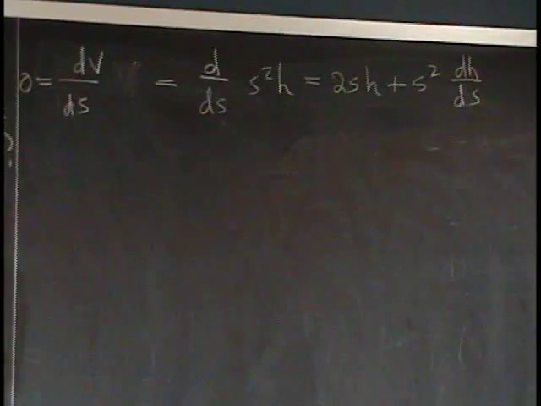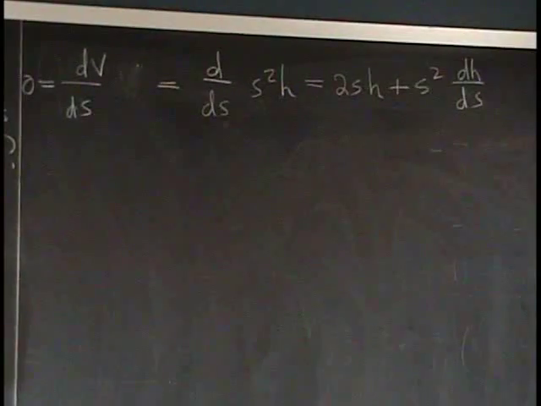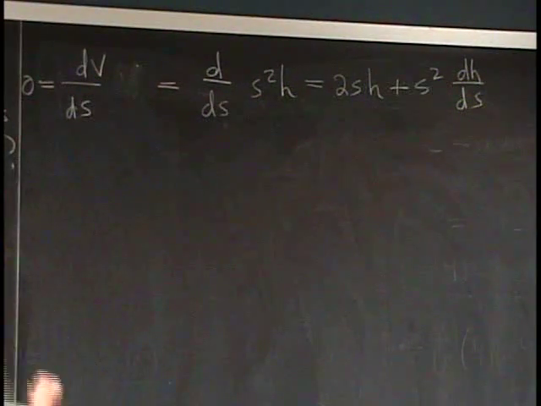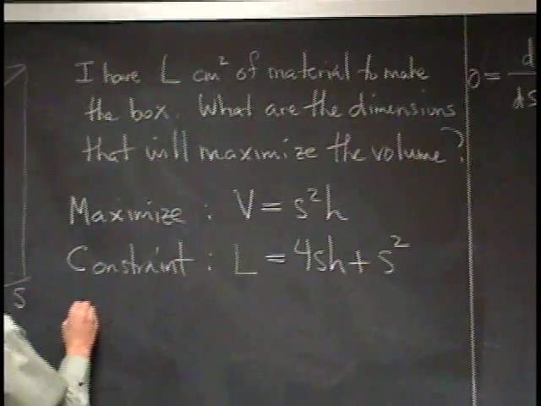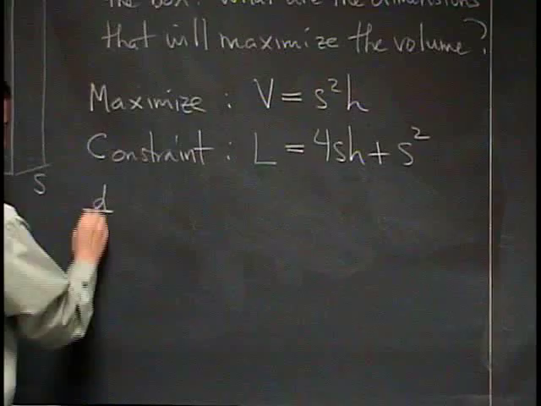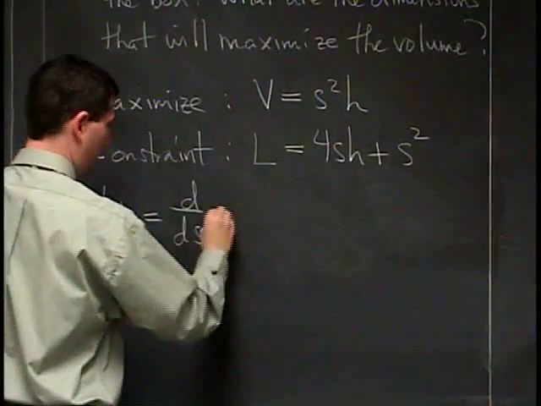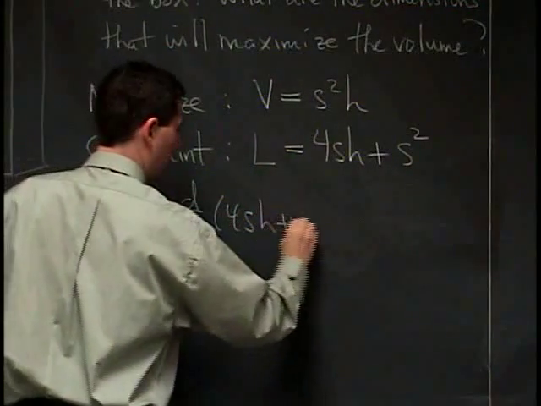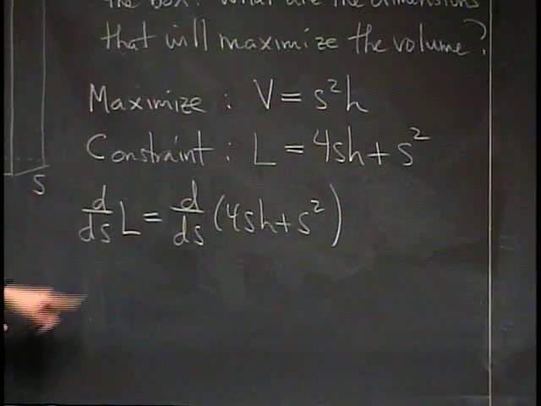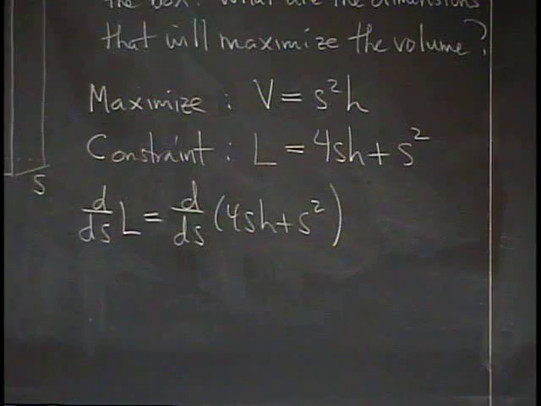Well, it would be really nice if I knew what dH/dS was. So if only I had some way of getting it. Well, I do have this nice constraint. This is another nice formula that has S's and H's. I could take the derivative of this. So let's do that. If I take the derivative of my constraint, what happens? Well, L is a fixed number. That's how much material you have. So the derivative will be zero.